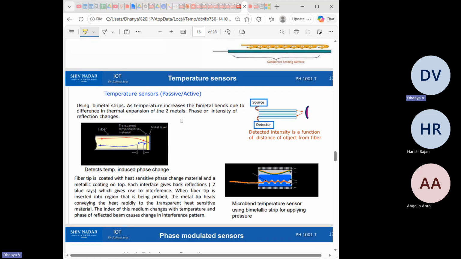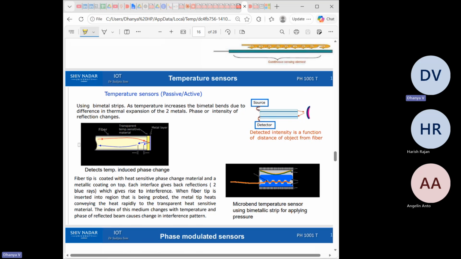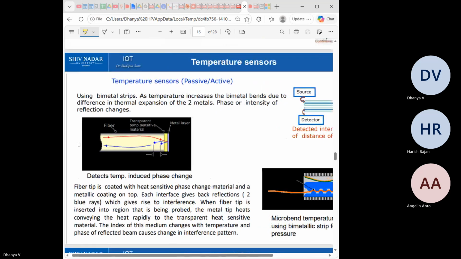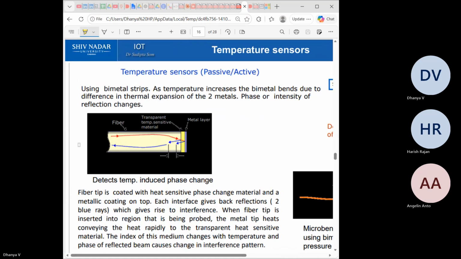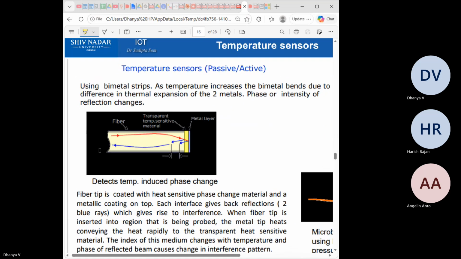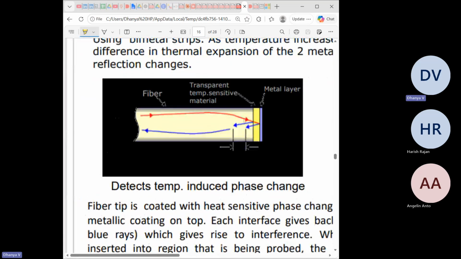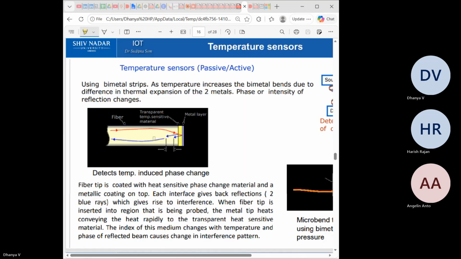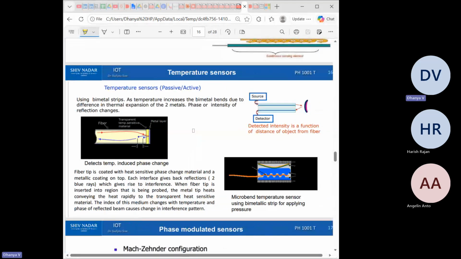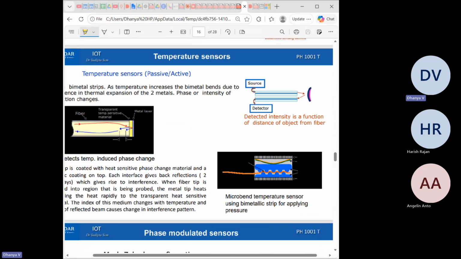So when you see a source and a detector, how do I explain this? As there's a transmission signal, there are the bimetal strips over here. So it bends, okay? And then based on the bending, it gets reflected. Based on how much it bends, there is a temperature sensor that is acting up. And here it's a microbend temperature sensor.